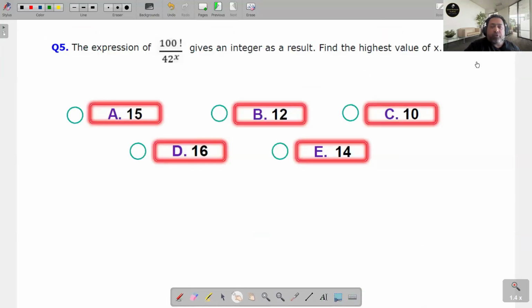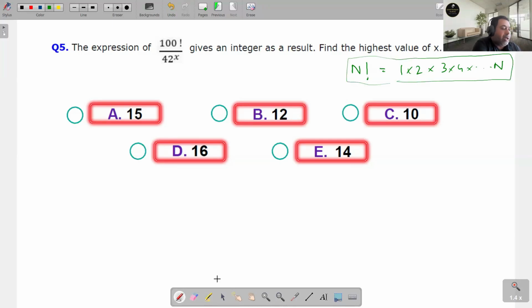The expression of 100 factorial divided by 42 raised to the power x gives us an integer as a result. Find the highest value of x. First of all, let's understand what factorial is. Any natural number n factorial means 1 times 2 times 3 times 4 up to n. The n can be 1, 2, 3, 4, but it's up to n. This is typically used a lot in combinatorics problems.